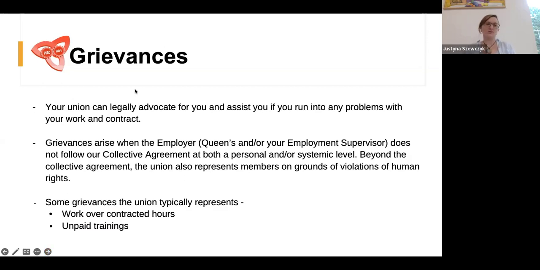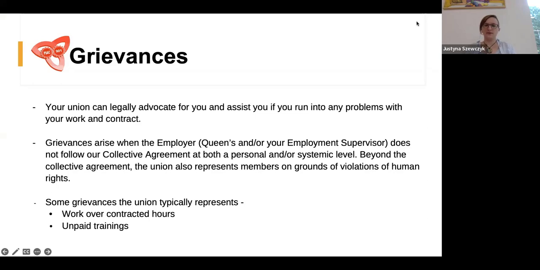But what happens if things go wrong? For example, you did a training, it was supposed to be paid, you spent hours, the department didn't pay you. You work as a teaching assistant, and it turns out that the papers you have to grade are too long or too many, so you go over the contracted hours. Or anything else happens, problems with workplace harassment, violence, all different things can happen when we work at university. So your union, we can advocate and help you to solve those problems.